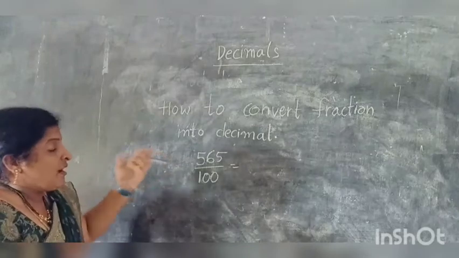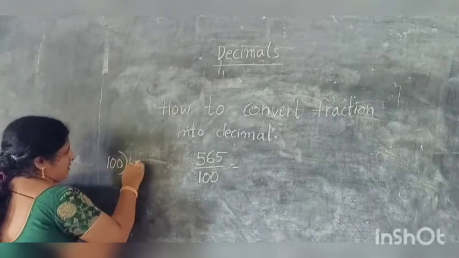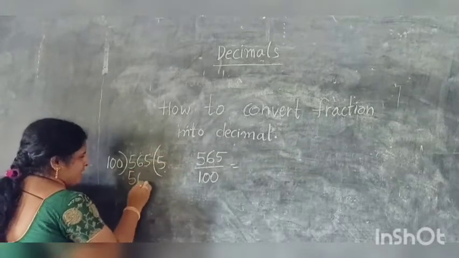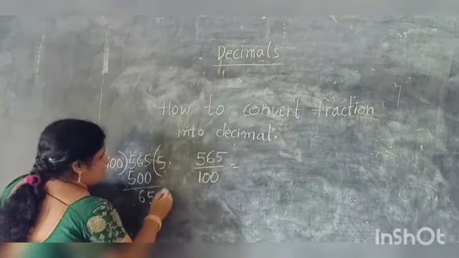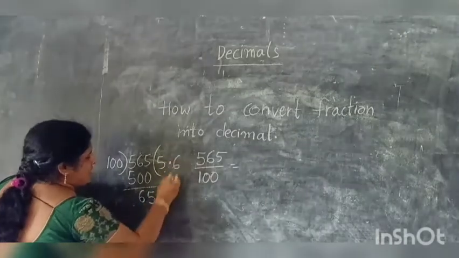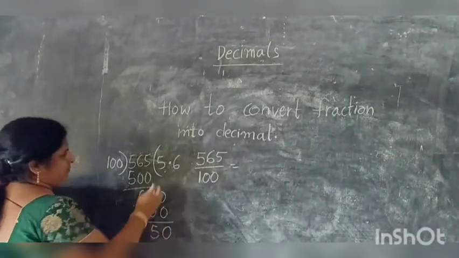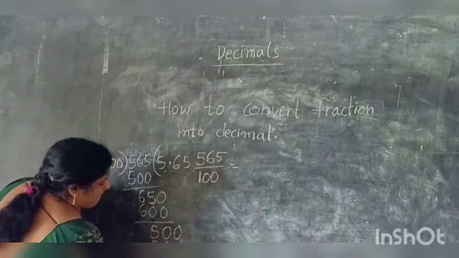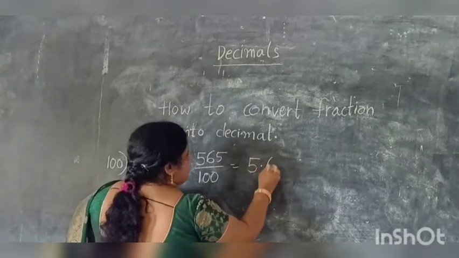Next, 565 by 100. 565 divided by 100. 100 fives are 500. Then put the decimal point. 100 sixes are 600. Another 0. This is 5.65.